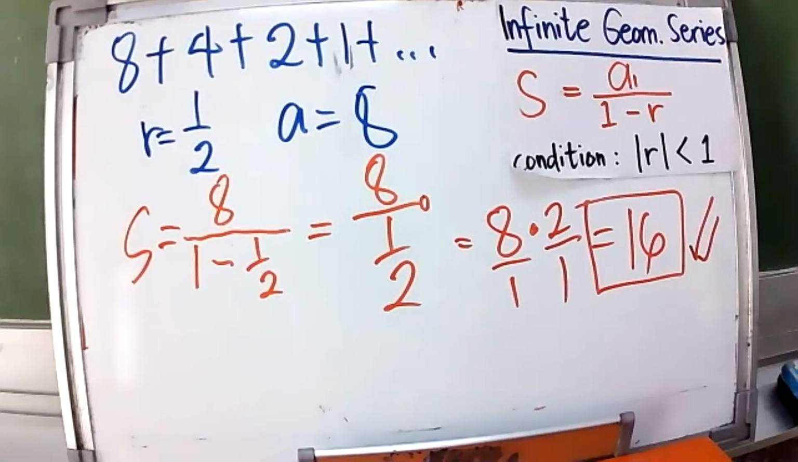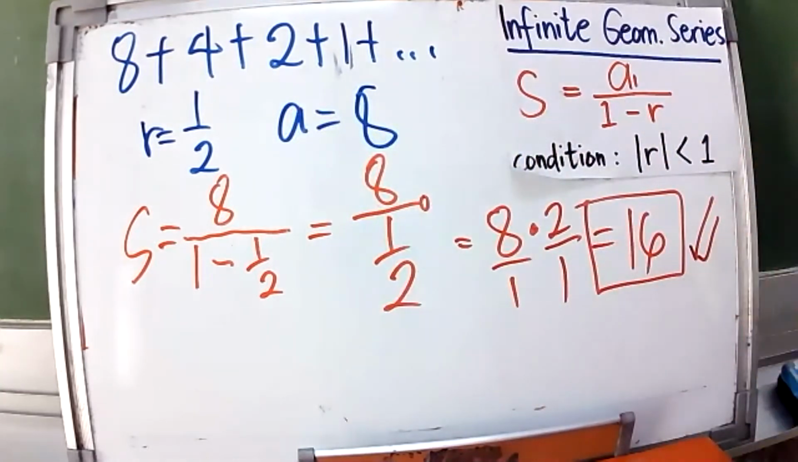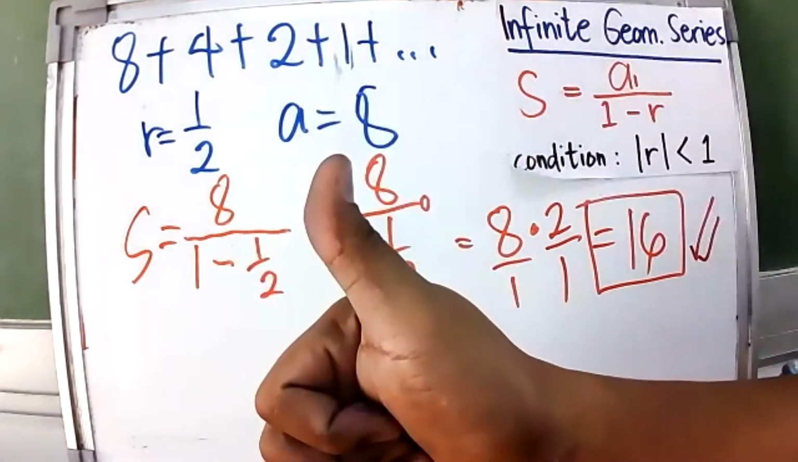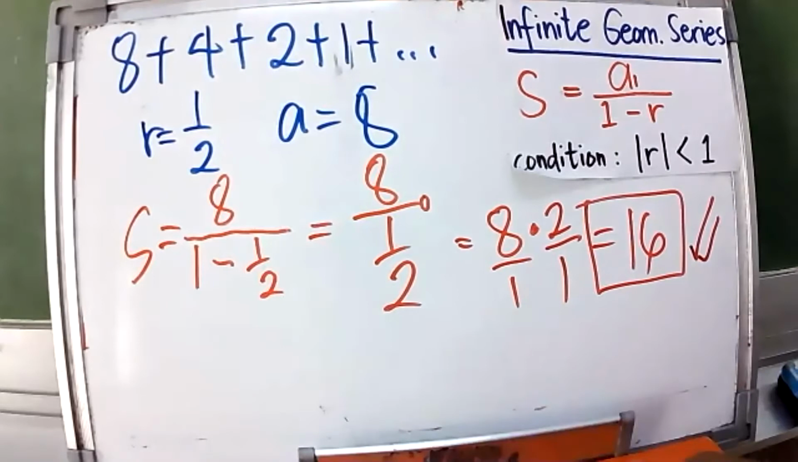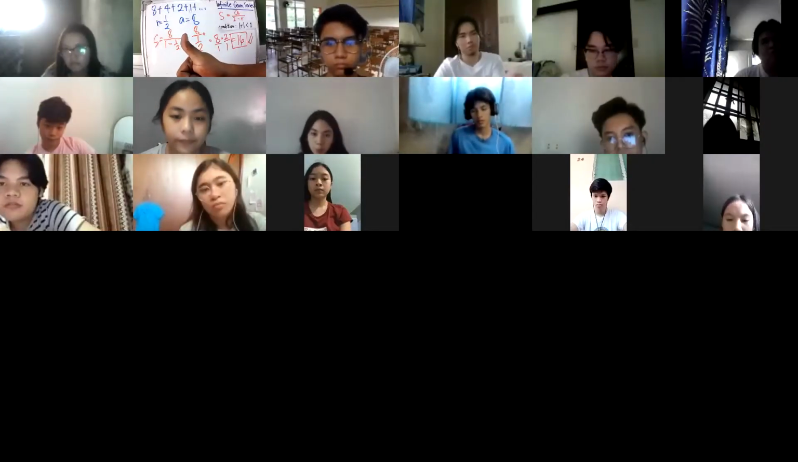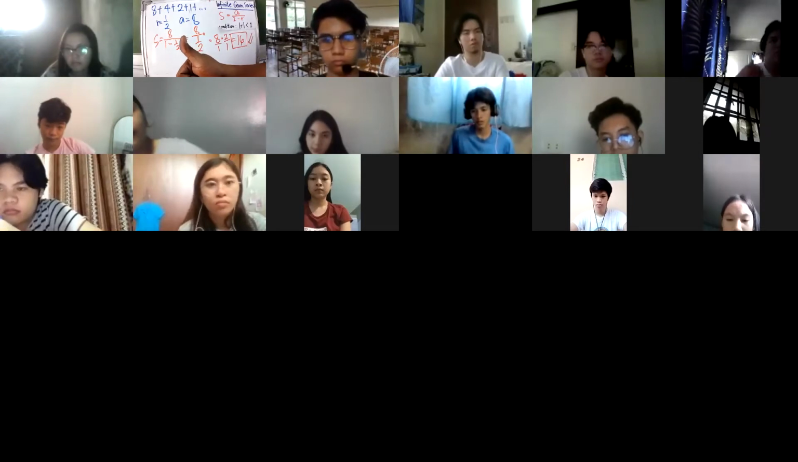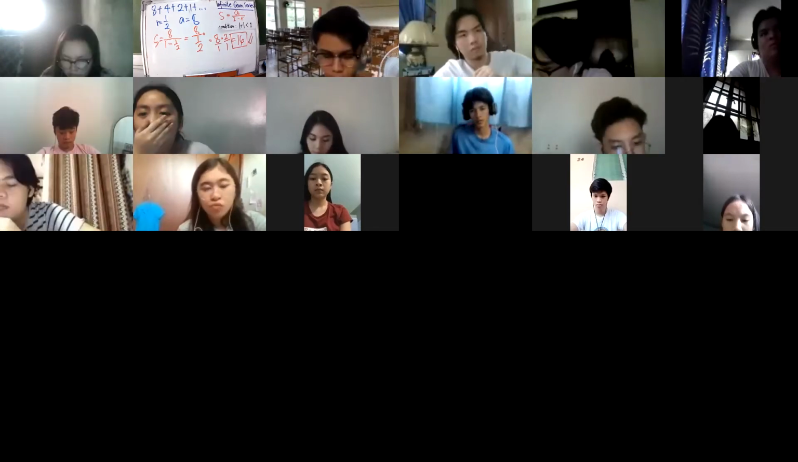It only goes up to 16. Why? Because the remaining numbers will become 0 and 0, 0, infinitely zero numbers. Got it? Is infinite geometric series clear to you now? Thumbs up if you got it correctly, if it's already clear to you. Thank you. Please take a screenshot, those who are copying the process.